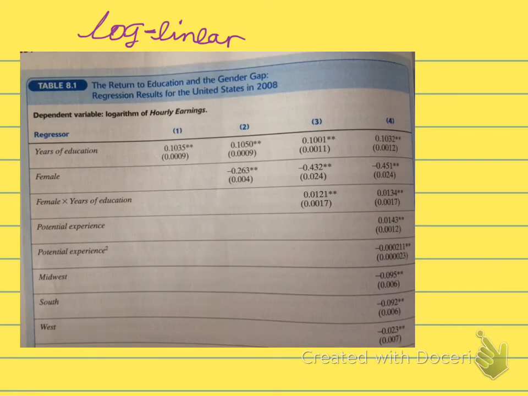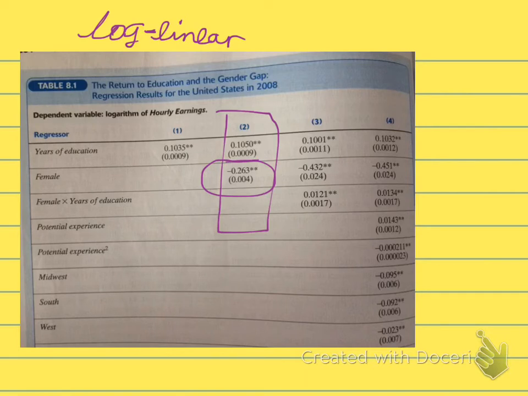So we first introduce female as a dummy variable. In regression 2, we have years of education and whether you're a female, a dummy variable. And we can interpret this as being female means you earn 26% less than males. Males is obviously the omitted category. So there seems like a pretty big gender gap.